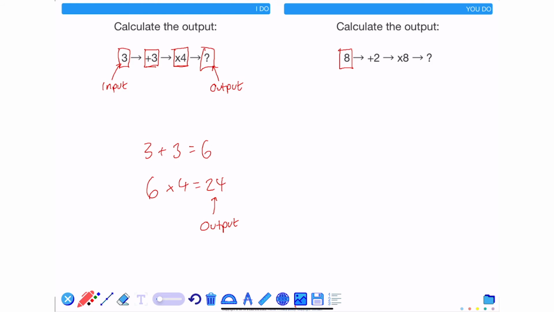Starting with an input value of 8 and adding 2 gives me 10. Taking 10 and multiplying it by 8 gives me 80, which is then my output value.